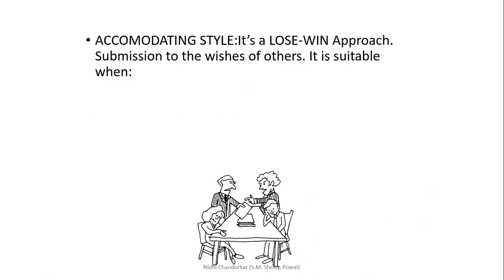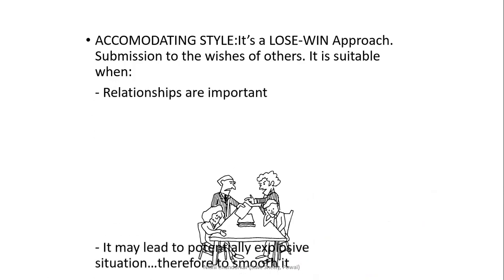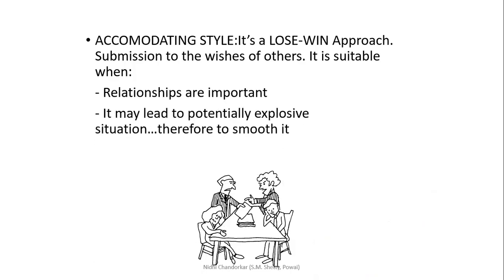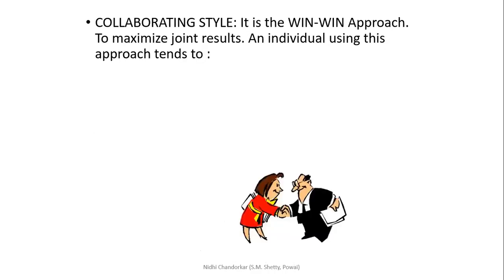The second one is accommodating style. It's also known as the lose-win approach. The submission to the wishes of others. Now, this generally can happen if the relationships are more important than the outcome of the conflict. It may lead to a potentially explosive situation. Therefore, to smooth it, we actually go for the lose-win approach. It is for maintaining harmony. It is adopted when maintaining harmony is of utmost importance.